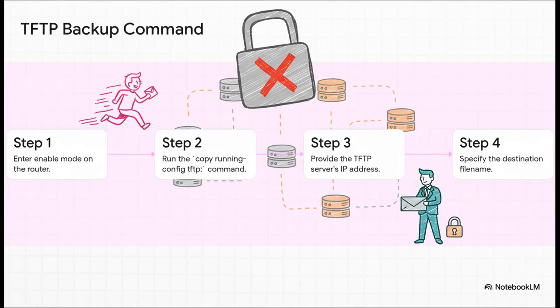And I mean, just look how easy this is. You hop on the router, you tell it, hey, copy your running configuration to a TFTP server. It asks you 2 questions. What's the server's address? And what do you want to call the file? That's it. Boom. Done. Your backup is safe. It's so elegant in its simplicity.